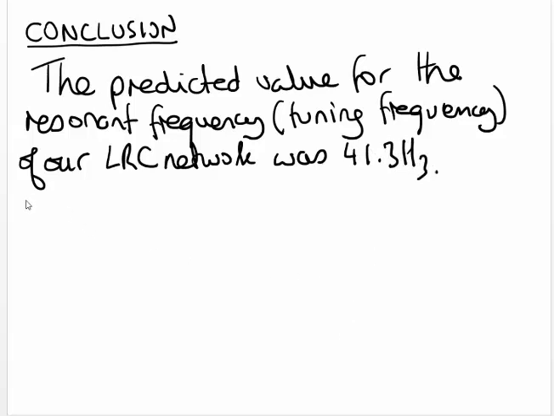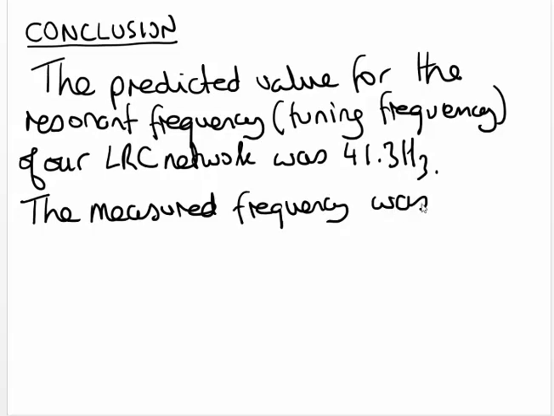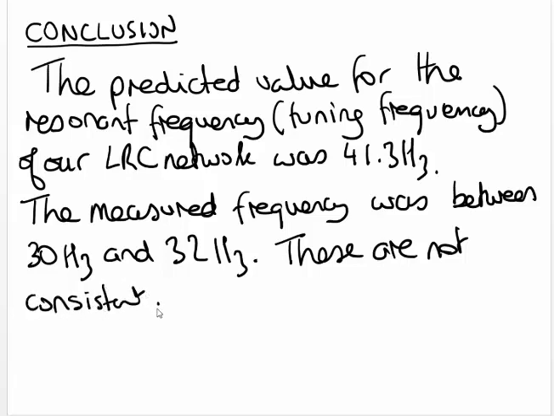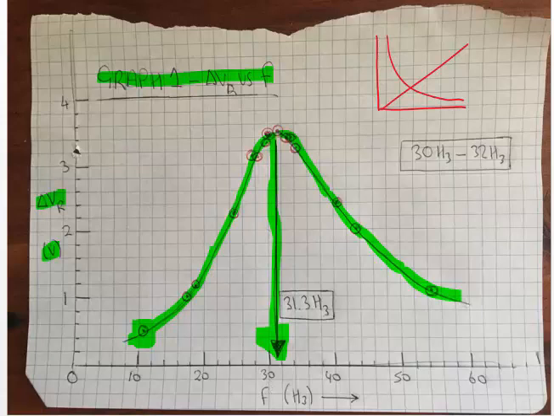The measured frequency was between 30 hertz and 32 hertz. These are not consistent. They're not consistent. You don't need a comparison diagram to show that. They're not consistent, and not consistent by quite a bit. If we go back and mark 41.3 on our graph, 41.3 is there. Significantly out. There's no comparison. This is predicted.